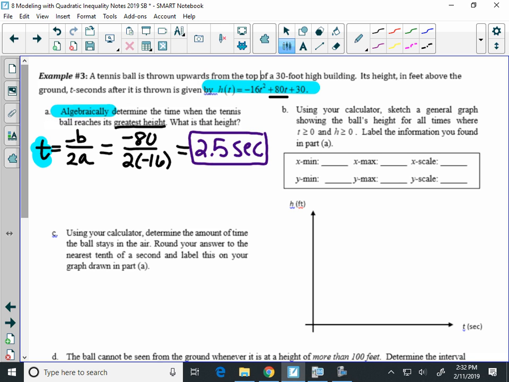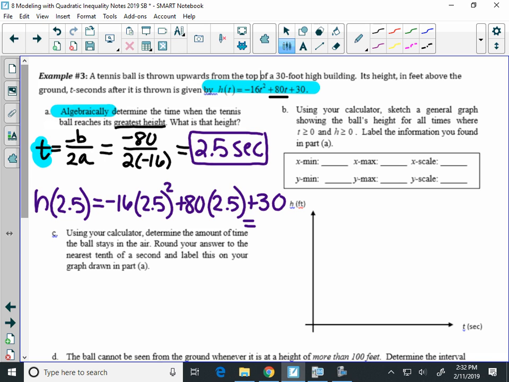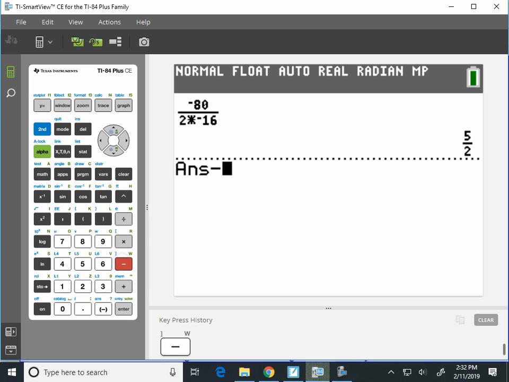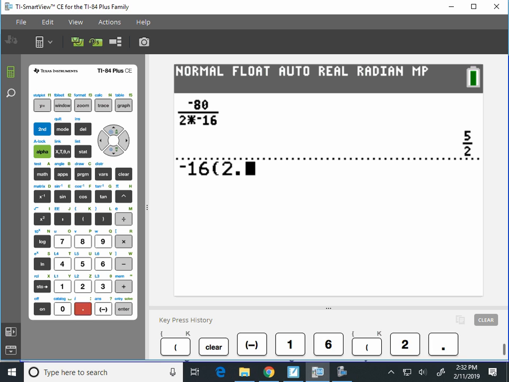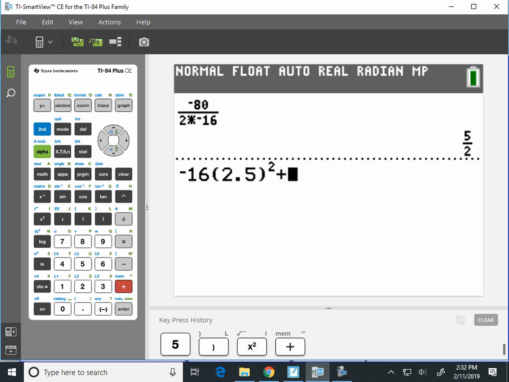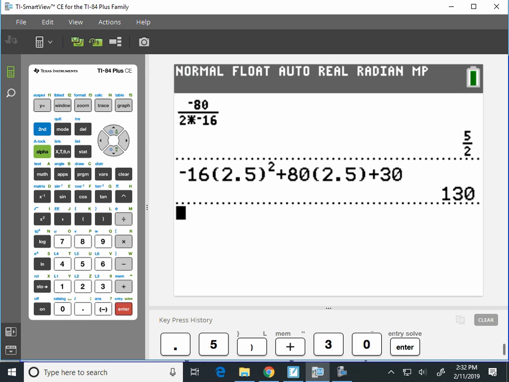And then what is the highest point? Well, in order to find the highest point, we need to put that 2.5 back into the function for time. So we'll have negative 16 times 2.5 squared plus 80 times 2.5 plus 30. So I'll type that into my calculator. Negative 16, sorry, negative, not minus, times 2.5 squared plus 80 times 2.5 plus 30. And we get that the highest height that this tennis ball reaches is 130 feet.